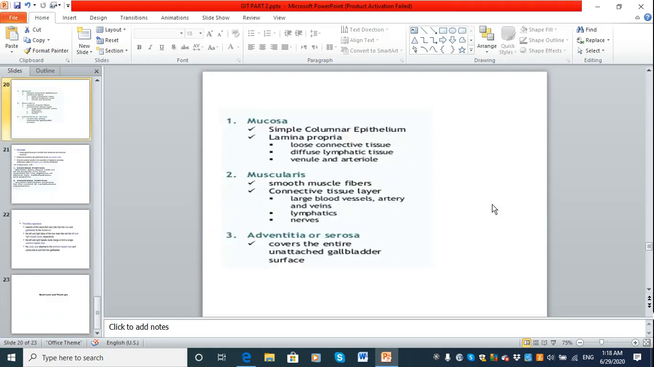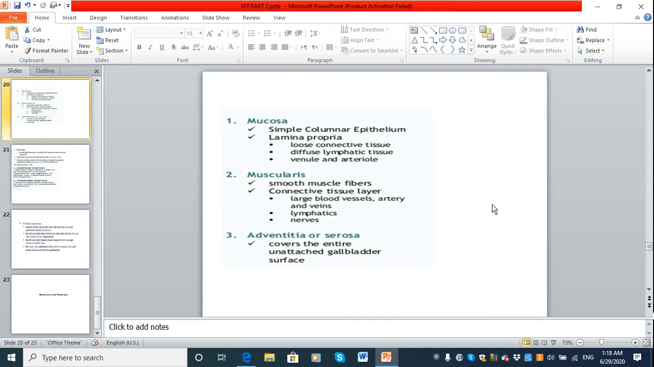All right. It's not a big difference about the histological layers, as we said in the previous slide for the small intestine. But here I would mention something about the accessory digestive system. The mucosa is simple columnar epithelium, and the lamina propria is loose connective tissue and diffuse lymphatic tissue, and also we have veins and arterioles.